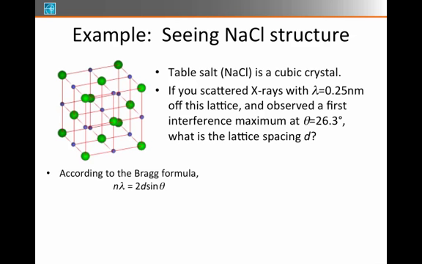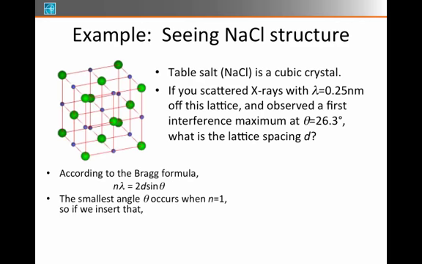According to the Bragg formula, a multiple of the wavelength has to equal 2 times d times sine theta in order for constructive interference to occur, where theta is the angle of incidence and angle of reflection, d is the distance between the lattice planes, and lambda is the wavelength of the X-rays.